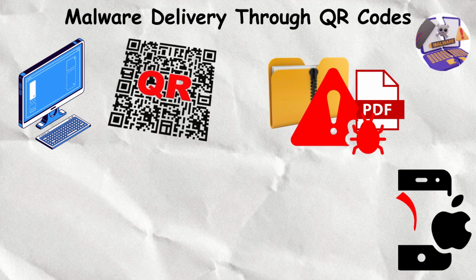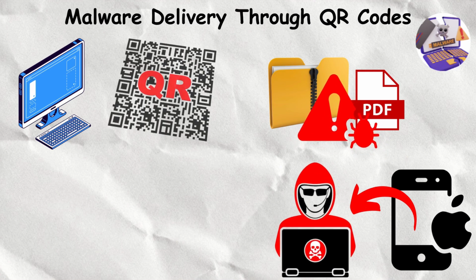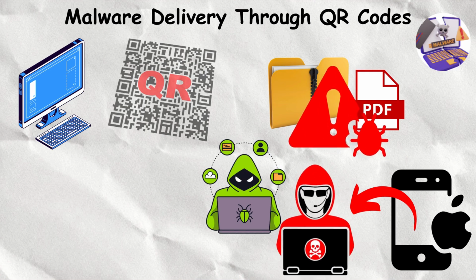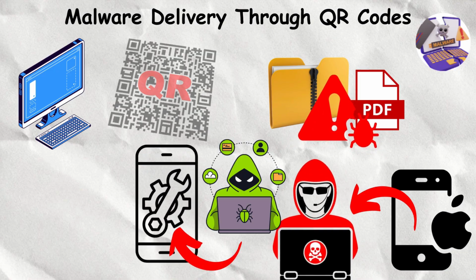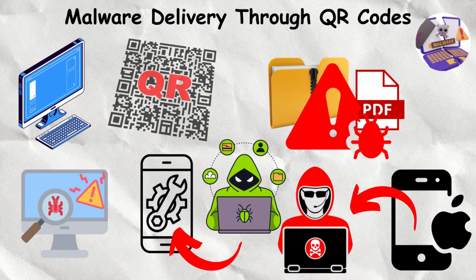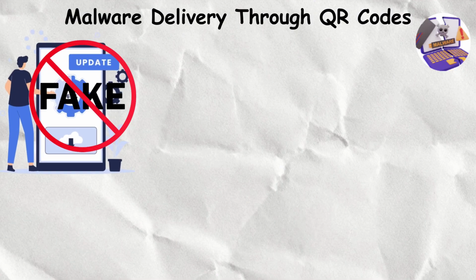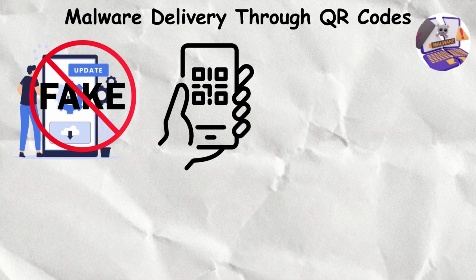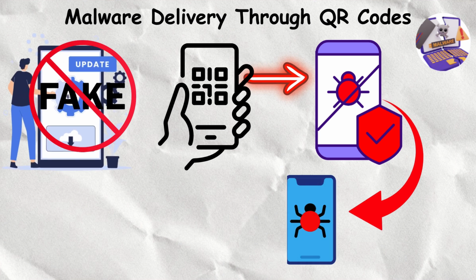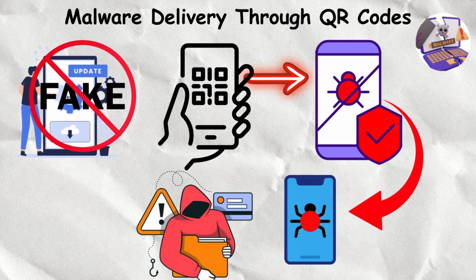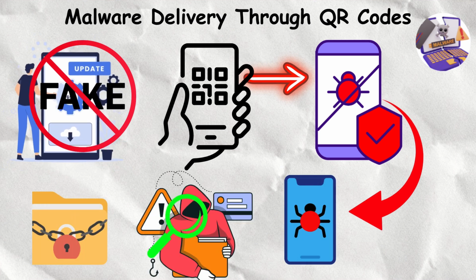On iPhones, attackers might trick users into installing malicious configuration profiles that change device settings or route traffic through attacker-controlled servers. A fake "Update Your App" sign with a QR code in a store can lure victims into downloading the malware. Once installed, the malware can steal data, monitor activity, or lock files for ransom.